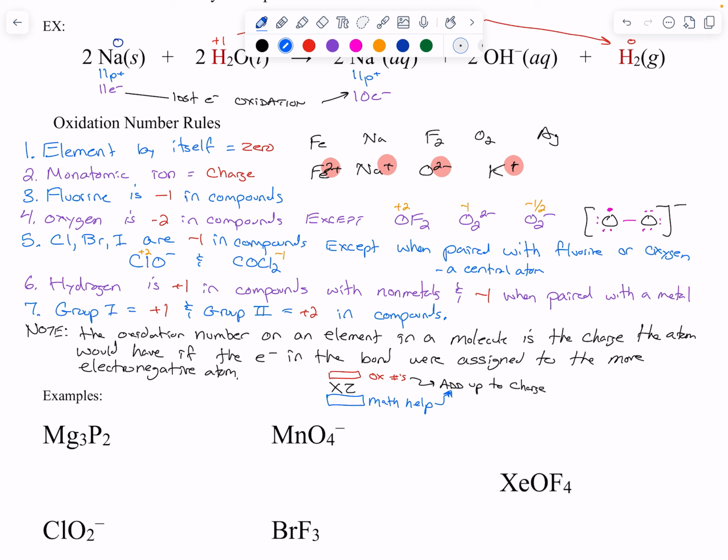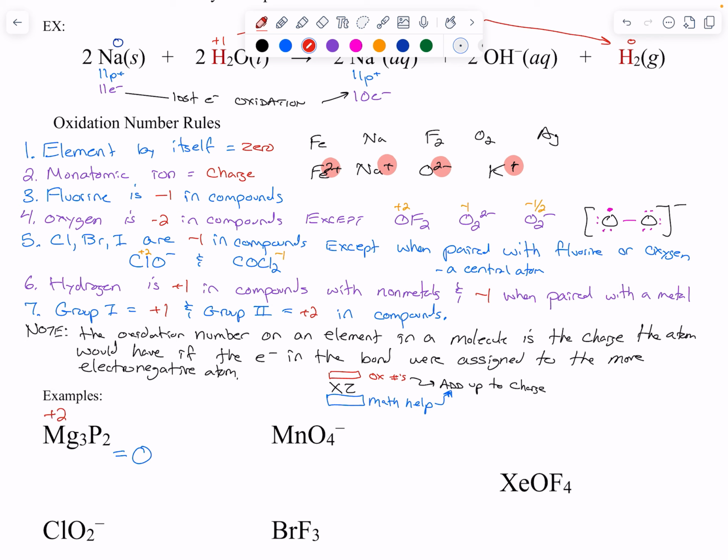Let's start with magnesium phosphide, right? Now that's a binary ionic compound, right? We're starting right here, and we know if we were doing this, you knew magnesium was +2 and phosphorus is -3. Right? We knew that, and we crossed the charges, okay? But if we follow the rules, I put my math help down here first, right? And the charge on this thing is 0. It's neutral, so that has to equal 0. All right, and so I go through the rules. Element by itself, no. Monatomic ion, no. Fluorine, no. Oxygen, no. Rest of the halogens, no. Hydrogen, no. Group 1, no. Group 2, yes. Group 2 metal is +2.